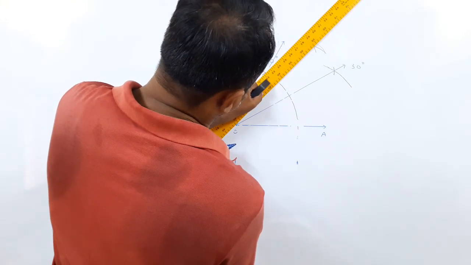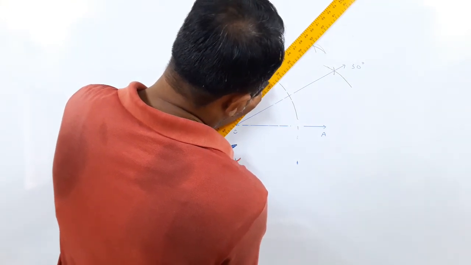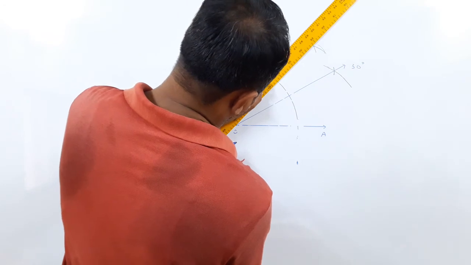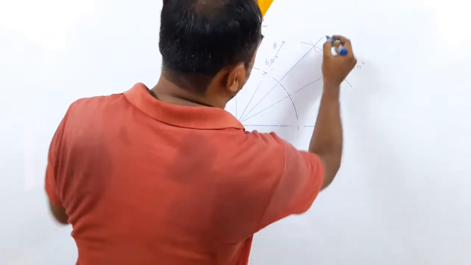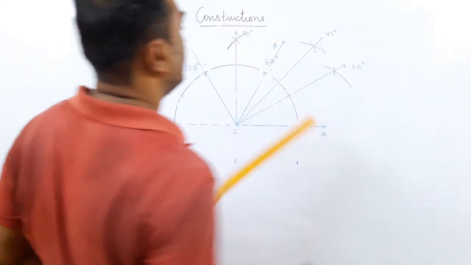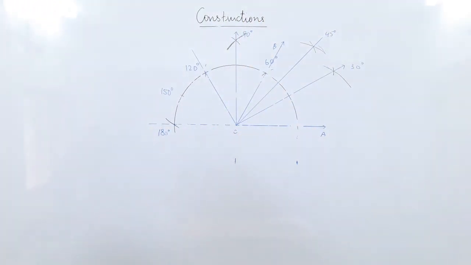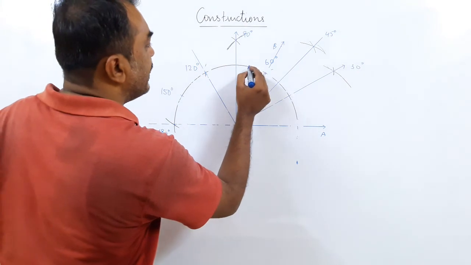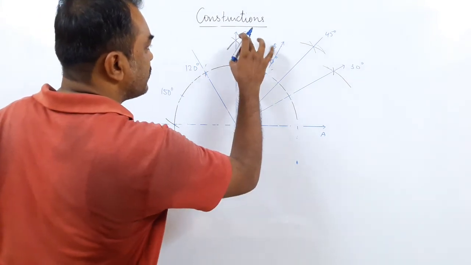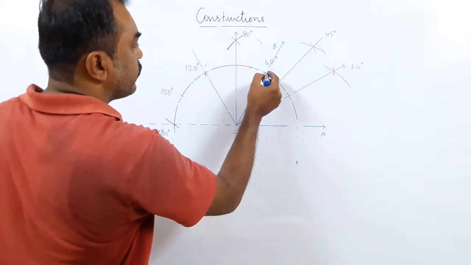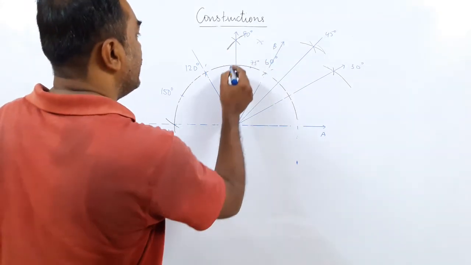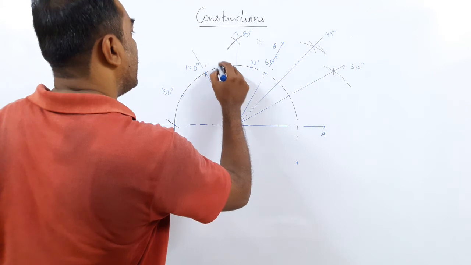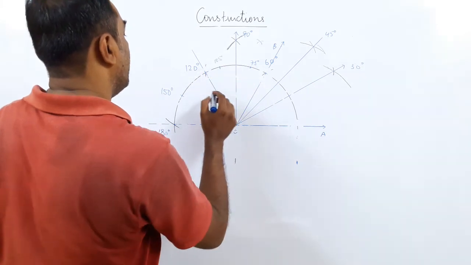So I am doing everything in one diagram only, but I am just trying to show you. So between 60 and 30, I get my 45 degree. If I go between 60 and 90, exactly in the center, and draw an arc from here and cut, this should give me 75 degree. If I cut this into two equal parts, this should give me 105 degree.